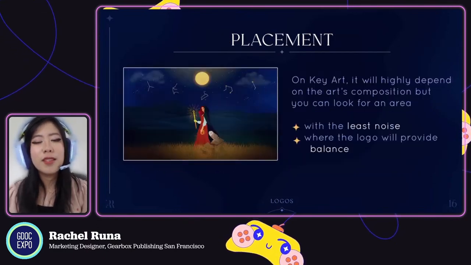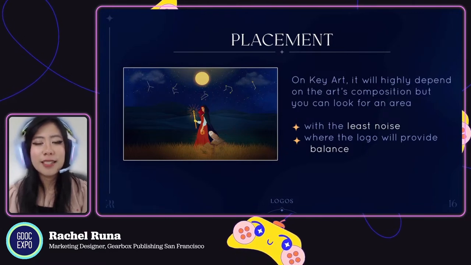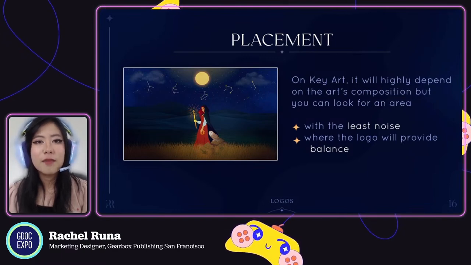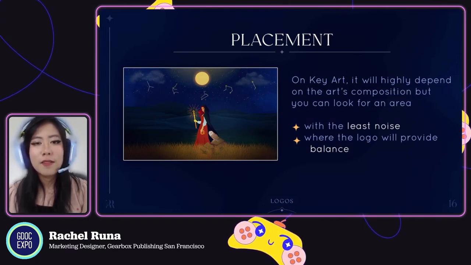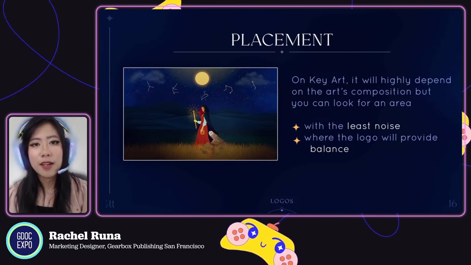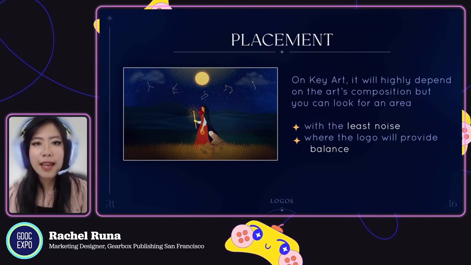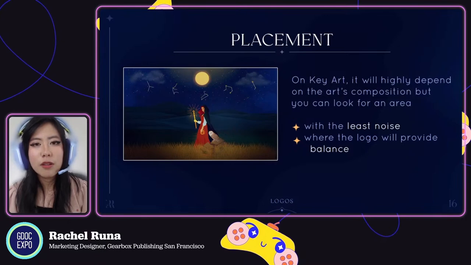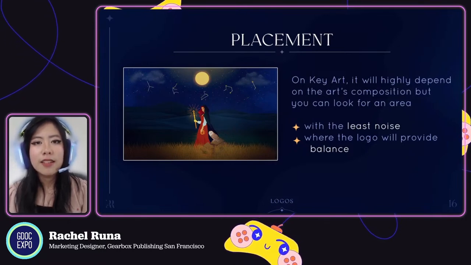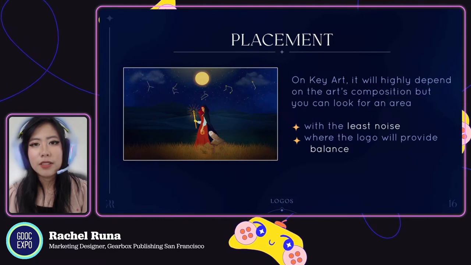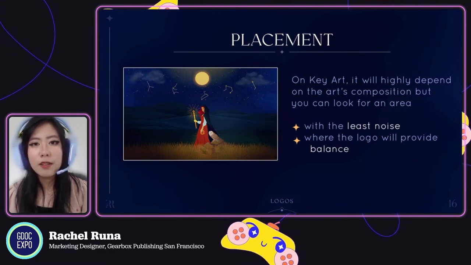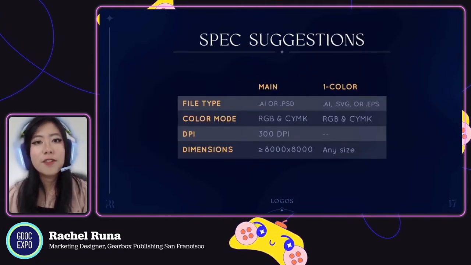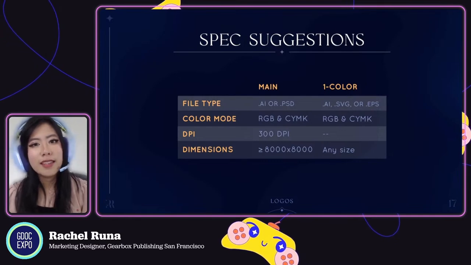When it comes to placing your logo on your key art, it will highly depend on the composition of your key art. When I have gotten both the key art and logos of games separately and needed to find a spot for the logo, I would look at the place with the least amount of noise where the logo will provide some balance. And if you need to move the characters or any sort of elements around, you should do so. And here are the suggestions that I have for that main version of your logo and that one color vector.